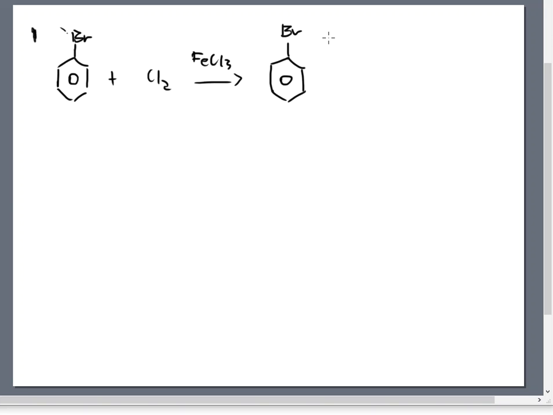Well, the halogens are deactivators. But keep in mind, the halogens have electron pairs. And that is why they are still a ortho-para director. They are not a meta. Even though they deactivate the ring, even though they make it a little bit more stubborn to react with, they are still an ortho-para director.